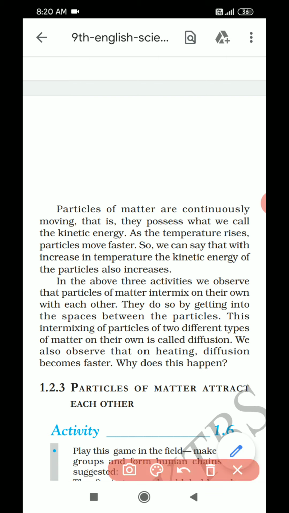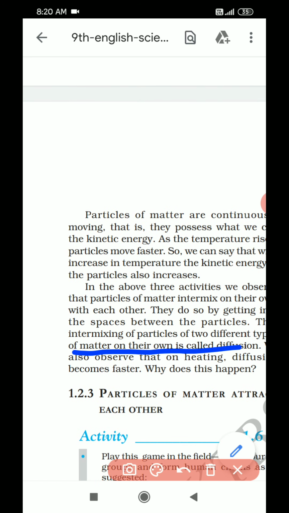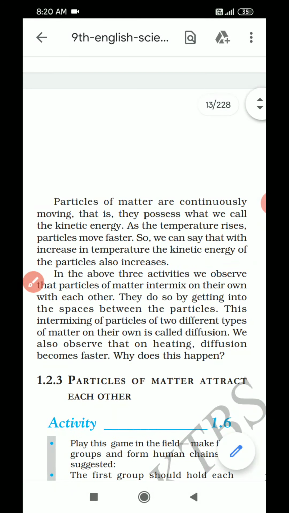Next, lastly, we have one term called diffusion. What does diffusion mean? The intermixing of particles of two different types of matter on their own is called diffusion. So diffusion means mixing of particles of two different types of matter. Got it clear? When the temperature is high, the diffusion will also be very high. Diffusion means the intermixing of particles will also be very high when the temperature is high.